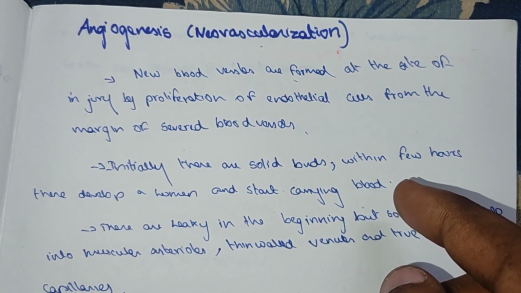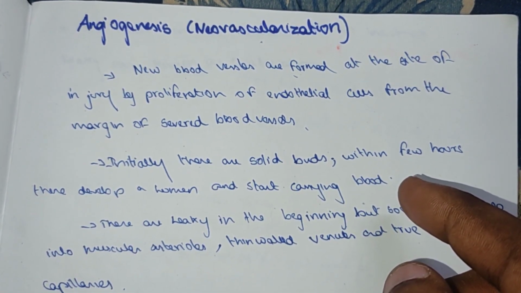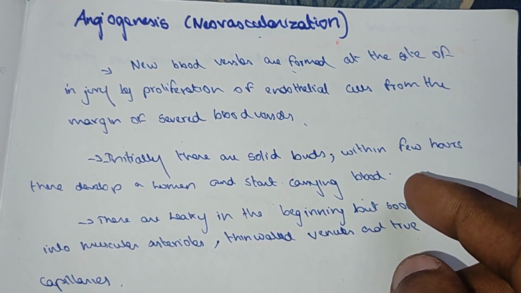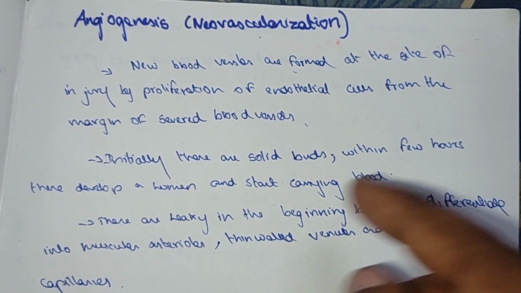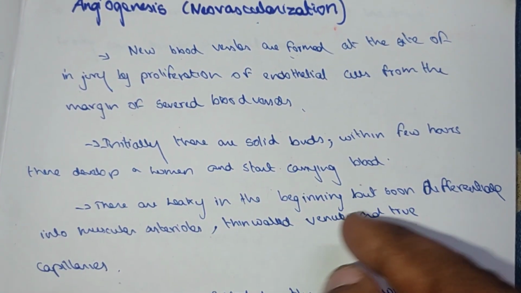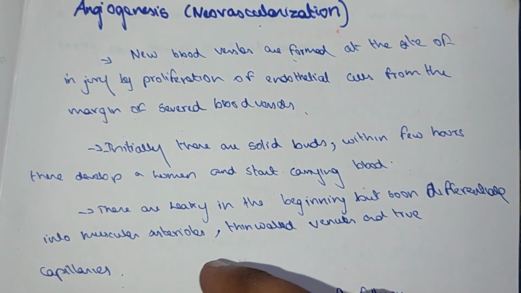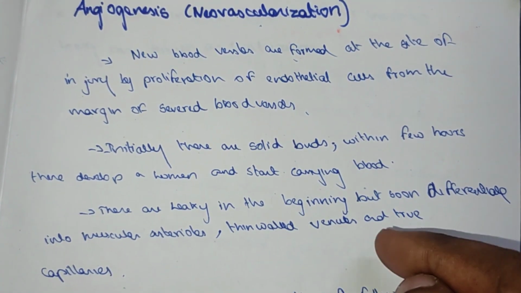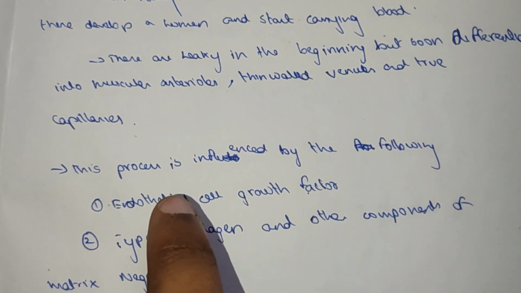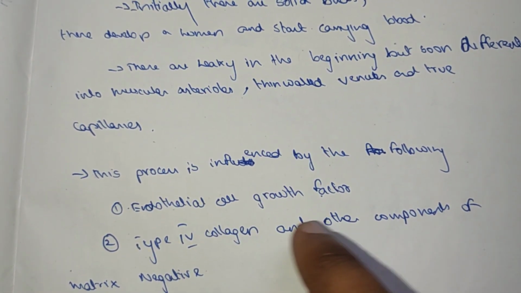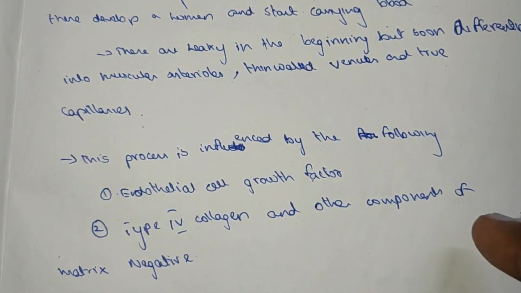When the new blood vessels form, initially they are solid, but after a few hours they develop a lumen and start carrying blood. They are leaky in the beginning but soon differentiate into muscular arterioles, thin-walled venules and true capillaries. This process is influenced by endothelial cell growth factor, type 4 collagen and other components of the matrix.